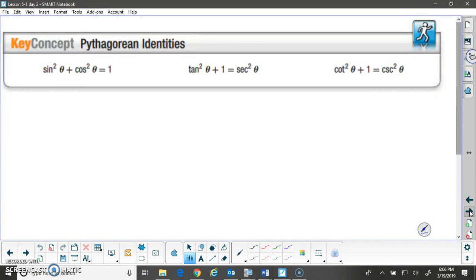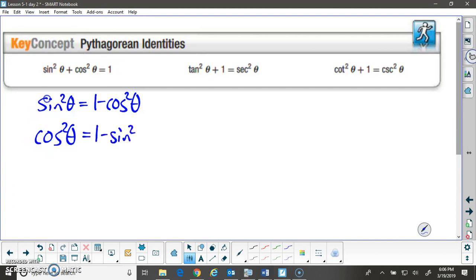There are 3 of them, 3 different ones. We're going to take the first one, sine squared plus cosine squared equals 1. We're going to rewrite it. You're going to add these to your note card. So not only do I want you to have sine squared plus cosine squared equals 1, but I'd also like you to have sine squared equals 1 minus cosine squared. I'd also like you to have cosine squared equals 1 minus sine squared. All 3 of these essentially are the same identity, just written in different ways.